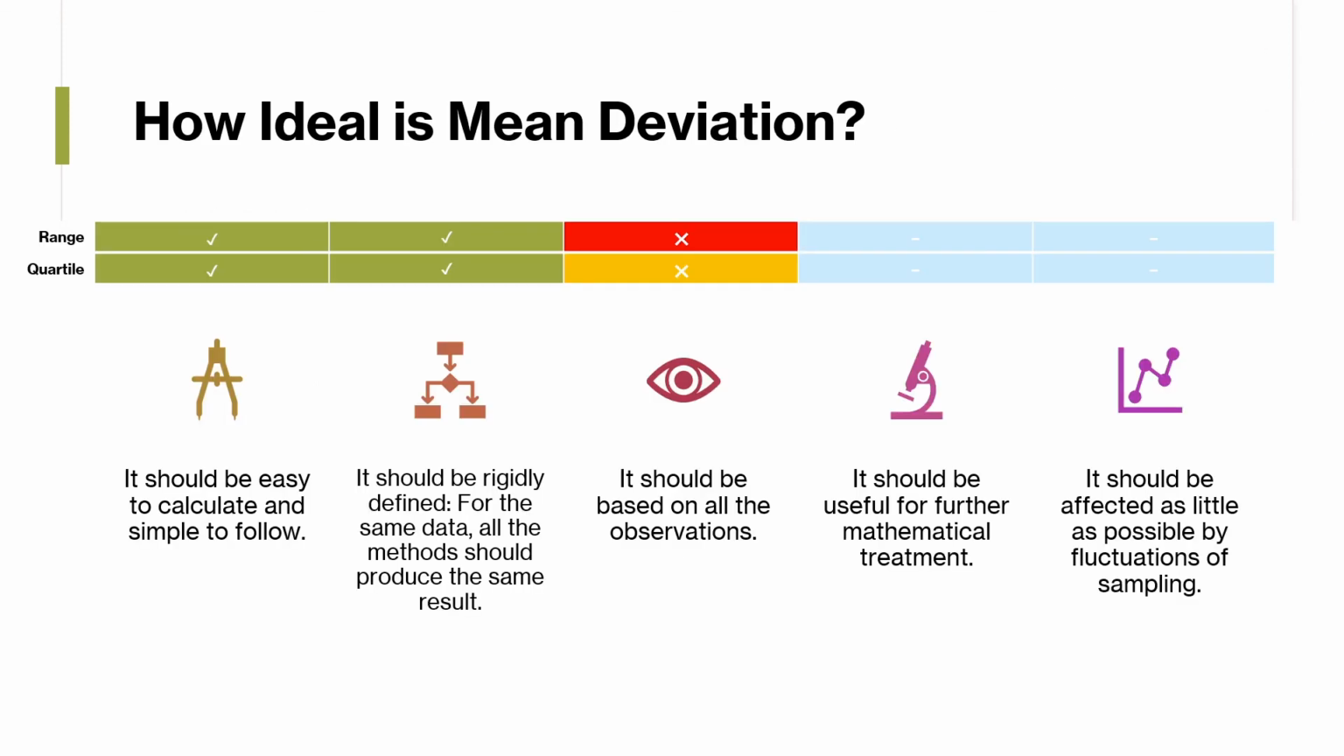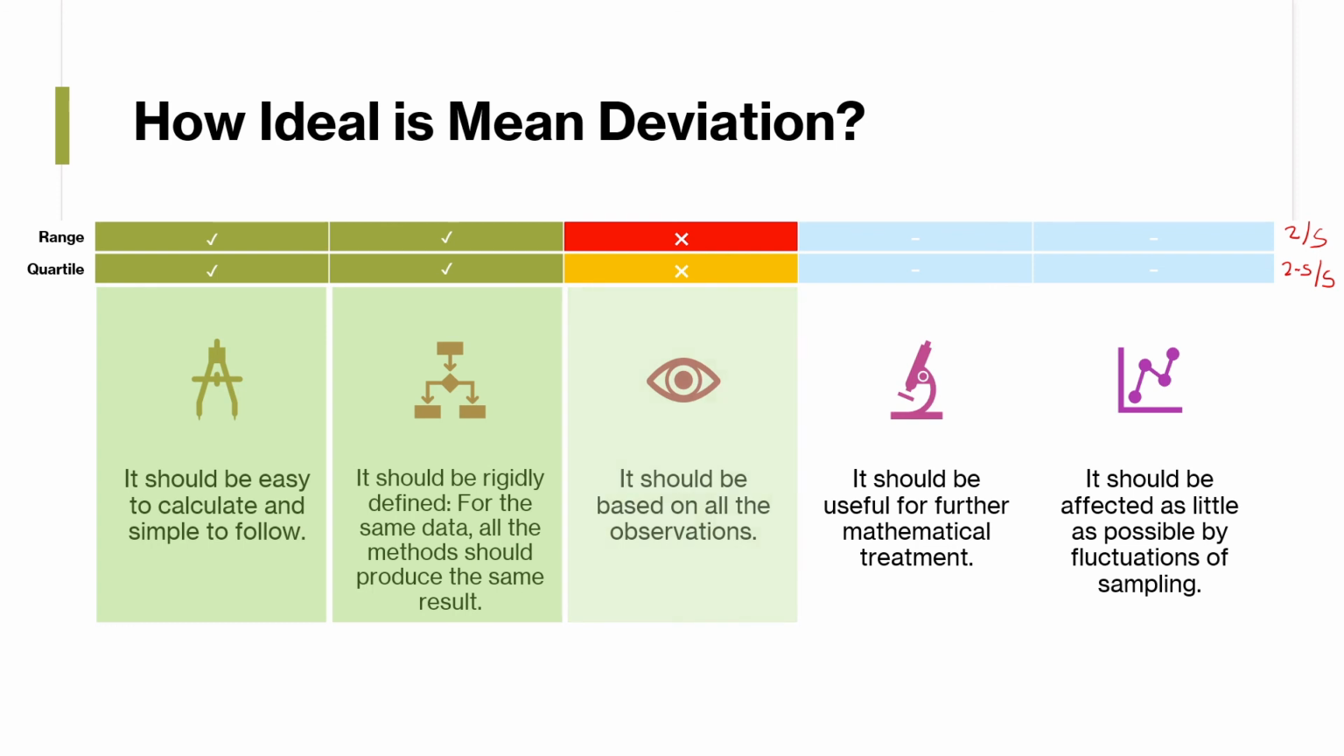How ideal is mean deviation? We gave range a 2 out of 5. We gave quartile deviation a 2.5 out of 5. And is it easy to calculate? It's not too hard. In fact, it is the most complicated so far, but still it's easy to calculate. It's rigidly defined. Well, it has a mathematical formula and is rigidly defined. It's based on all observations because we are considering all the values of x in the formula for median.